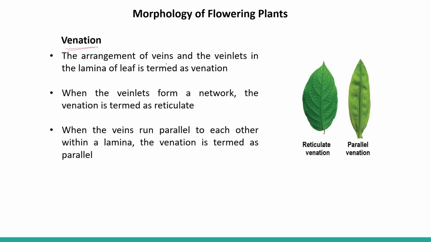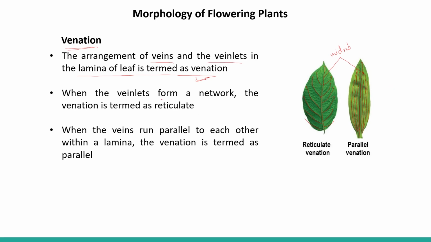Venation. We have discussed venation, but let us discuss the types of venation. The arrangement of veins and veinlets in the lamina of a leaf is termed as venation. So here we have two different leaves. This is the main vein, which is called the midrib, and here also the main vein is present, which is called the midrib. Okay, so from the midrib you can see here veins originate like this, and in this also the arrangement of veins is quite different.